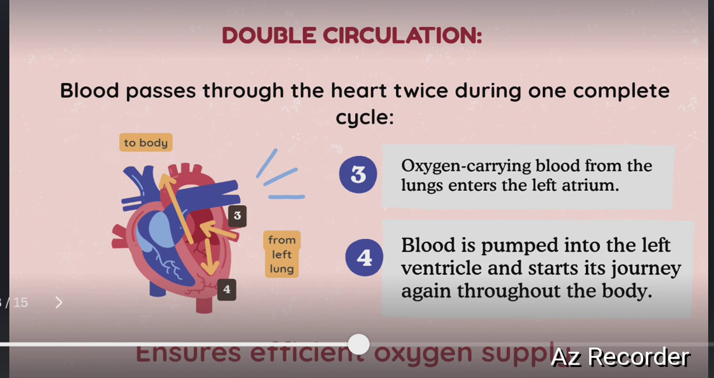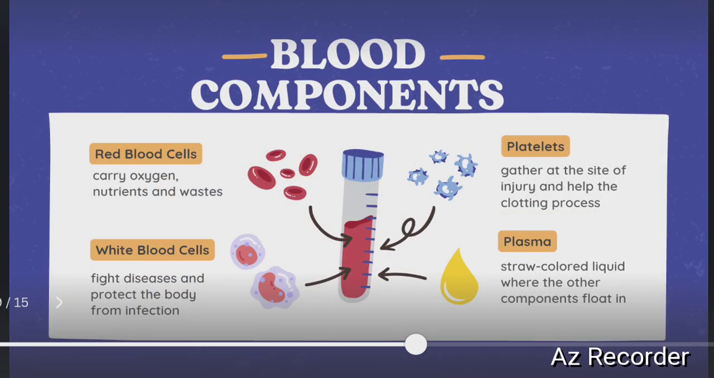And as you know, along with the RBCs, the oxygen is also transported from one organ to another throughout the body. Now, what are the blood components? RBCs, the red blood cells, WBCs, white blood cells, the platelets, as well as the plasma. What is the main function of RBCs? They carry oxygen using hemoglobin.